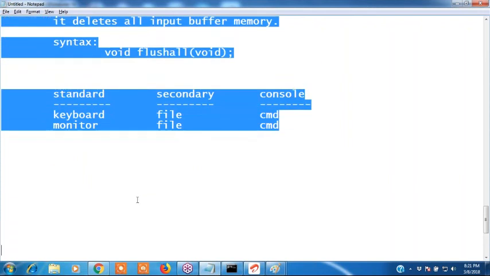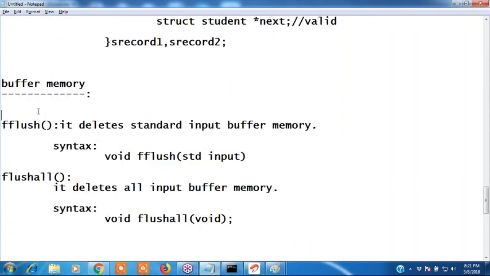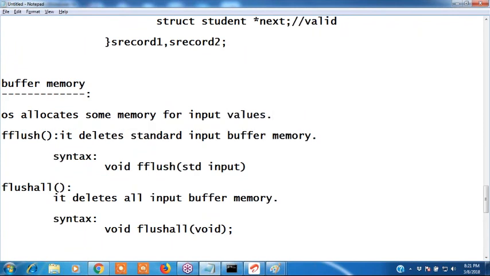First write this: buffer memory. What is buffer memory? The OS allocates some memory for input values, or the C compiler, whatever it is. That is temporary memory, and that is called buffer memory.